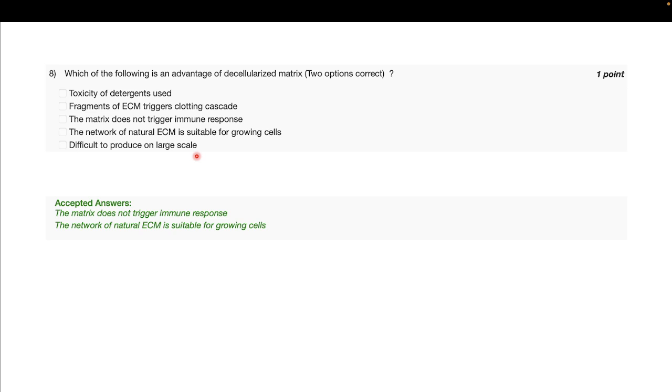So this is one advantage, which is: the matrix does not trigger immune response, and the network of natural ECM is suitable for growing cells, because your cells have always been adapted to grow around the ECM matrix, which is natural for them. The cells will like the ECM and they will grow. Instead of a completely artificial organ, you have made a natural framework from the ECM, which is the native condition for the cells to grow, and they will happily proliferate, and the functioning of the organ will not be hampered. So these are two advantages of decellularizing the matrix. Is this concept clear?